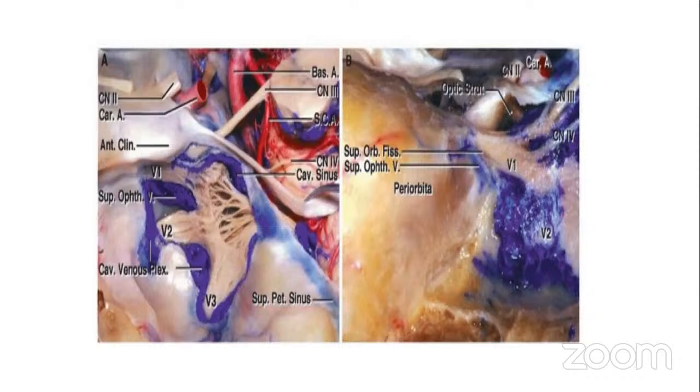Moving ahead, in diagram A, the dura covering the Meckel's cave or the trigeminal ganglion and the cavernous sinus have been removed. The cavernous sinus is located medial to the upper third of the Gasserian ganglion or the trigeminal ganglion, and extends down to the lower margin of the ophthalmic nerve. So here you can see the Gasserian ganglion extending towards the lower margin of the ophthalmic nerve.